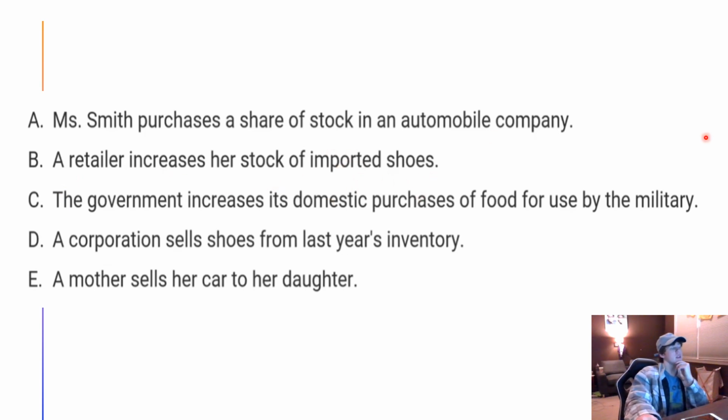Now, this would go into the GDP, but it would actually be a negative GDP because importing takes away from net exports, so it would actually decrease the GDP. D, a corporation sells her shoes from last year's industry. The products have to be produced in this year, so this would not count. And a mother sells her car to her daughter. This would not count. Again, this is a used product, so it would not count. So therefore, the answer would have to be C. The government increases its domestic purchases of food for the use of the military. This would go under the G category in SIG-XM.